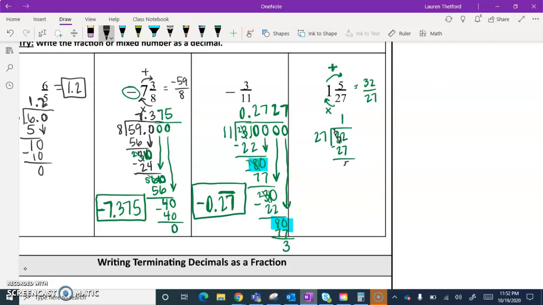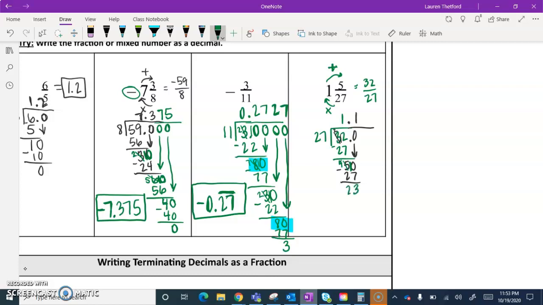12 minus 7 is 5. 2 minus 2 is 0. So that's not 0 yet, and I don't have a pattern yet, so I'm going to add a decimal and a decimal above, and I'm going to add a 0 and bring that down. 27 goes into 50 only one time. 1 times 27 is 27. When I subtract, I need to borrow. 10 minus 7 is 3.